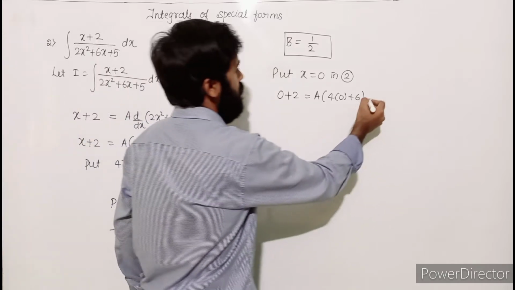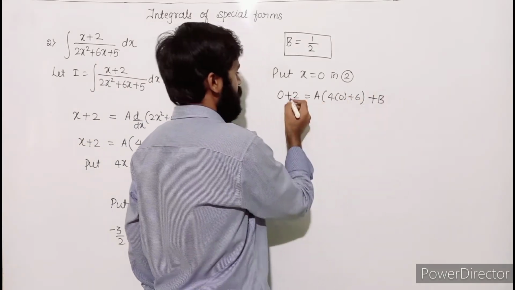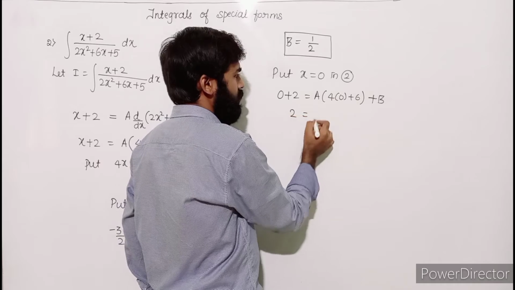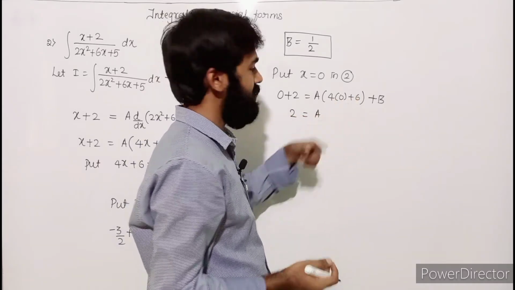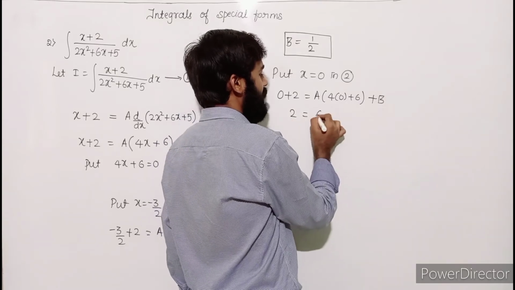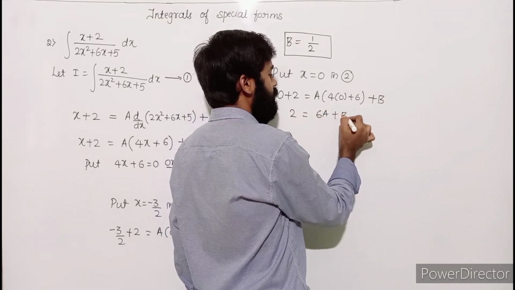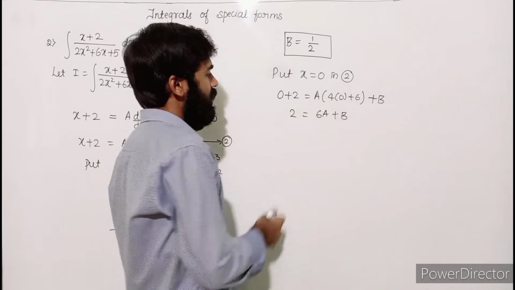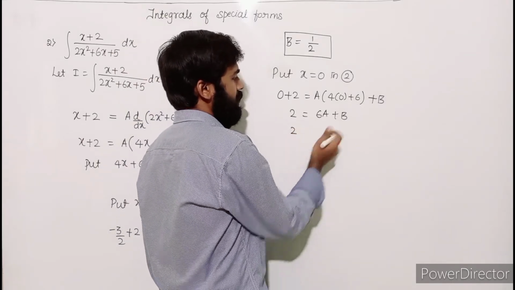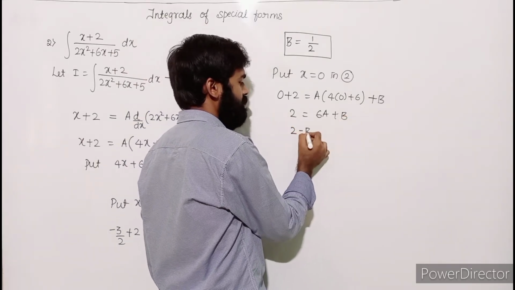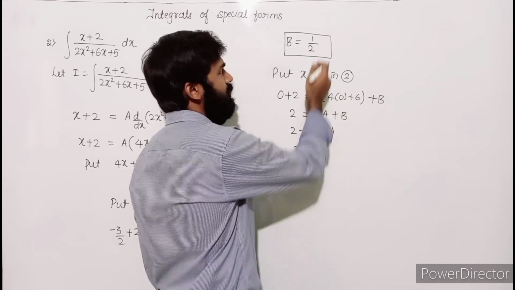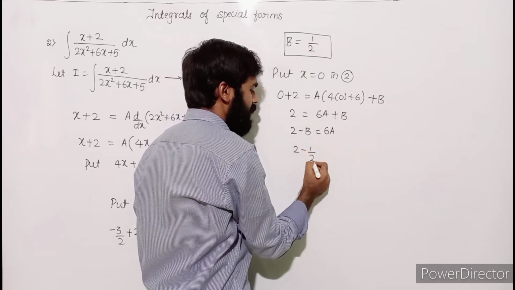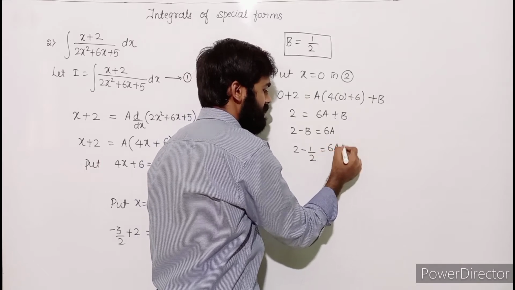Plus b. Now 0 plus 2 is 2 equals a into 4 into 0, 0, plus 6, 6. So we get what? 6a plus b. Right. Now what I will do? 2 as it is, and plus b this side, minus b equals 6a. 2 minus, what's the value of b? b is nothing but 1 by 2 equals 6a.